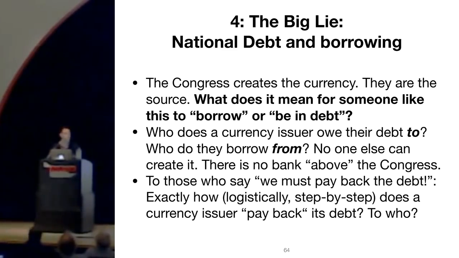What does it even mean to say that a currency issuer is in debt? What does it even mean to say that the currency issuer has borrowed money, needs to borrow money? Who does a currency issuer borrow from? Who does a currency issuer owe their debt to? No one else can create the United States dollar. There is no bank above the Congress.